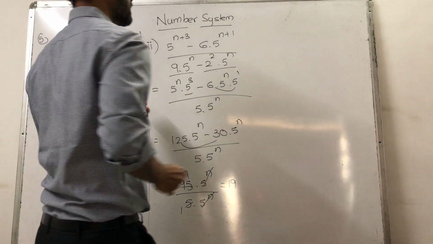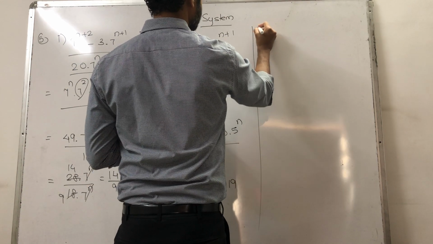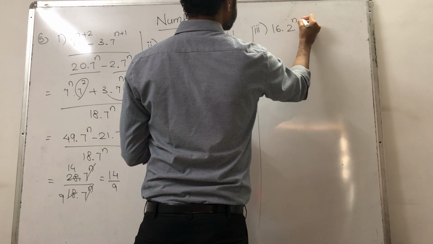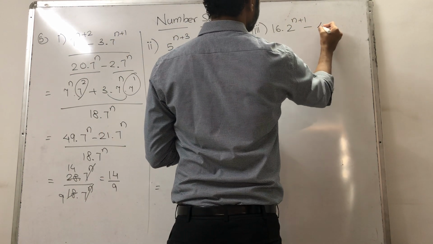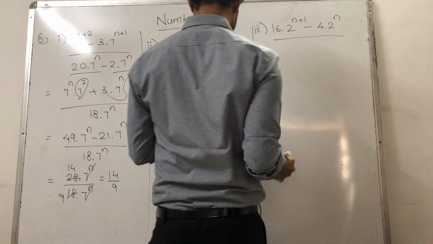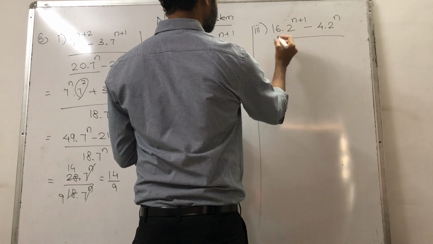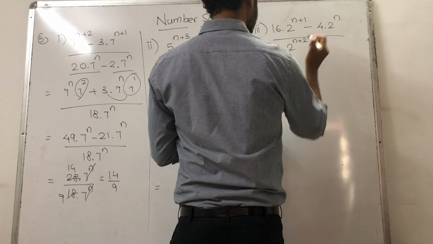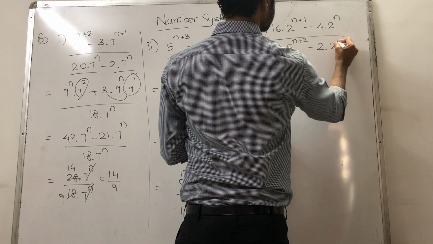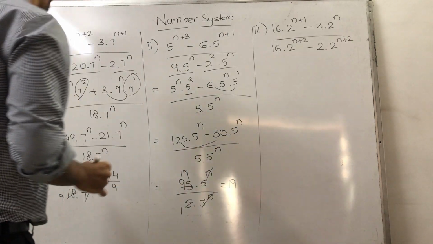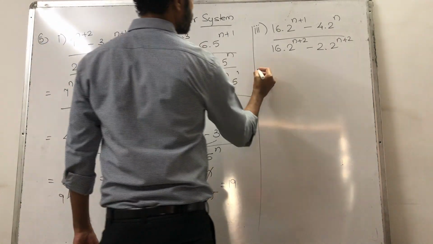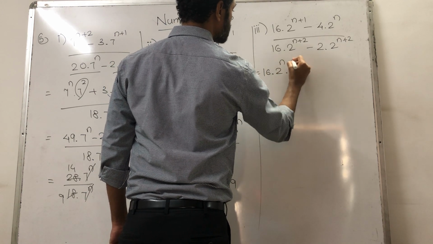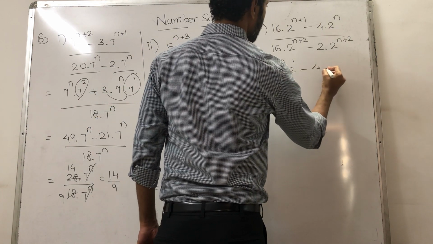Similar sum is the third question. Third question, we have 16 times 2 raised to n plus 1 minus 4 times 2 raised to n whole divided by 16 times 2 raised to n plus 2 minus 2 times 2 raised to n plus 2. So now 16 times 2 raised to n plus 1 can be written as 2 raised to n into 2 raised to 1. What is this? This is 4 times 2 raised to n.